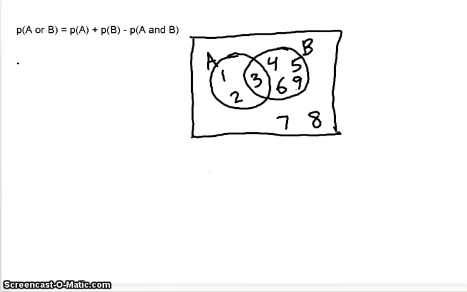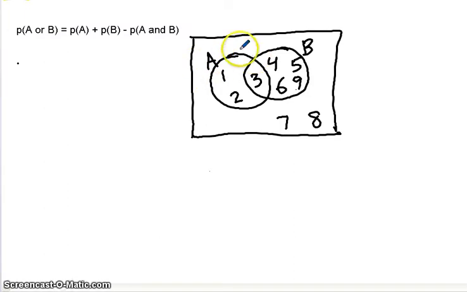Okay, so let's continue our talk about probability, sample spaces, and events. So we have here what we call the general addition rule.